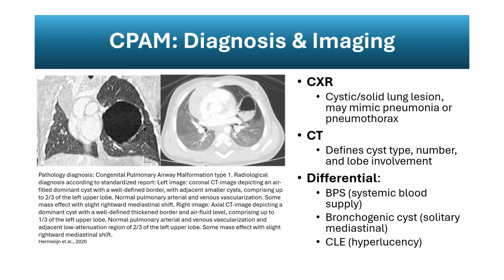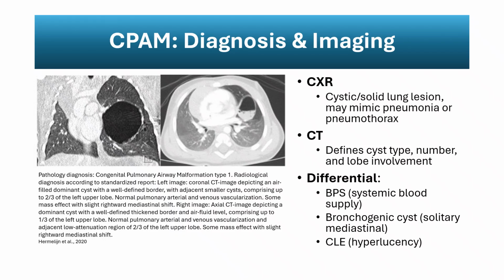Diagnosis of congenital pulmonary airway malformation relies on a combination of chest radiography and advanced imaging. Chest X-ray may reveal cystic or solid lung lesions, sometimes mimicking pneumonia or pneumothorax. Computed tomography provides precise information on cyst number, type, and lobe involvement, and is essential for surgical planning. Imaging also helps distinguish CPAM from other congenital lesions, including Bronchopulmonary Sequestration, Bronchogenic cysts, and congenital lobar emphysema.